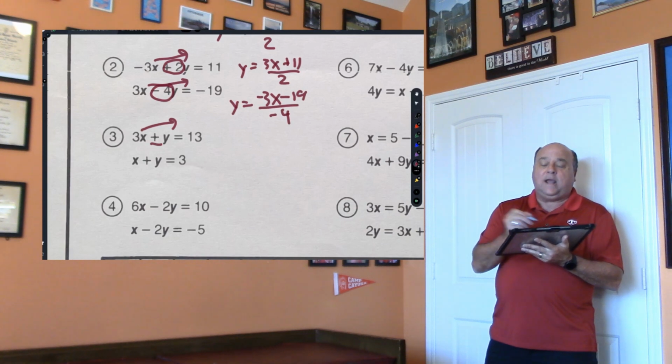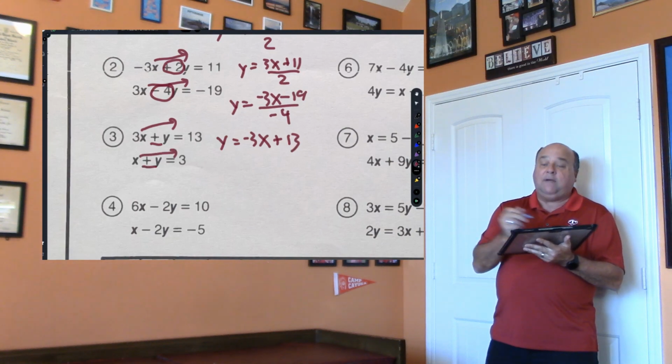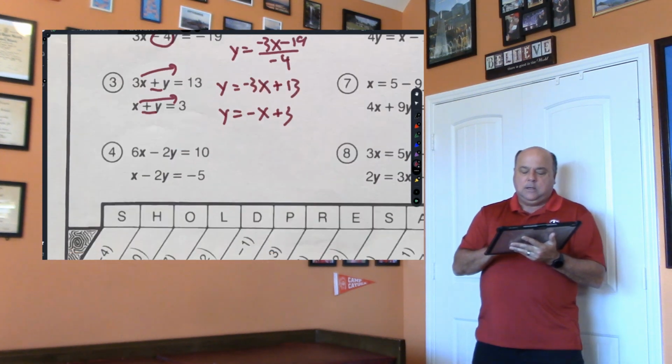On this one, we don't have anything in front of the y. So y equals negative 3x plus 13. The x flips. We don't have anything in front of y. So y equals negative x plus 3.